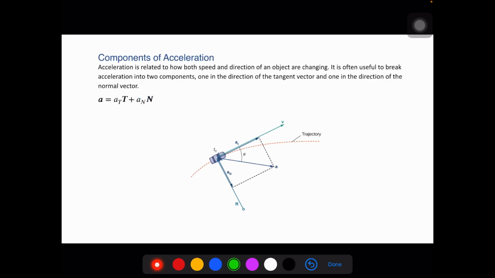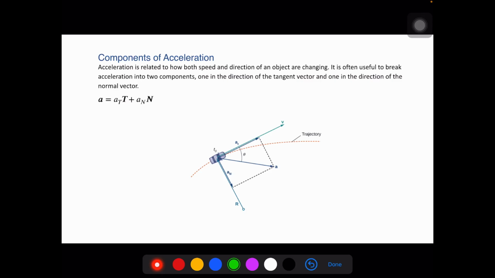All right, so as I just said, our acceleration gives us information about how both the speed and the direction of an object are changing. And sometimes it's useful to break that acceleration up into two components. One component that is in the same direction of the tangent vector, and another component that's in the same direction as the normal vector.